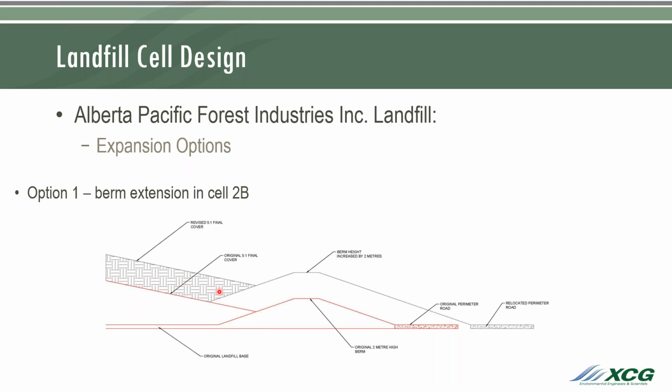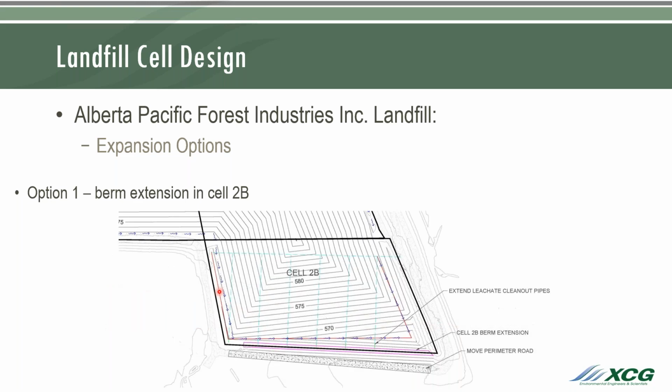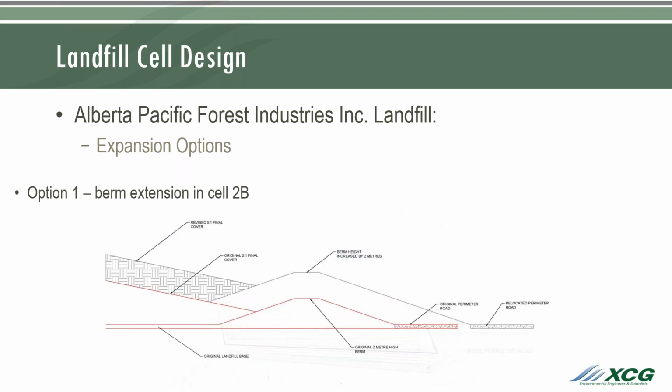And although you might not be thinking that that's a whole lot of actual space, you've got to project that out over the entire, I'll go back up one slide, the entire side slope here of cell 2B. In the case of the Alberta Pacific landfill, it really only would have gained them about 1 year's worth of airspace. So it didn't really make a whole lot of sense for Alberta Pacific to buy themselves 1 year.